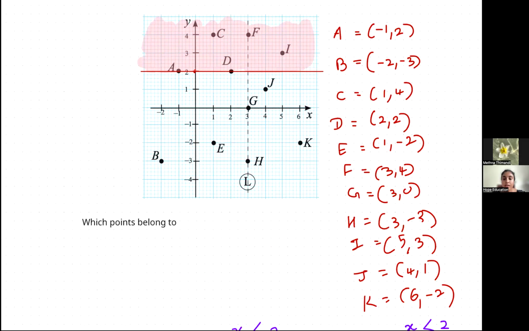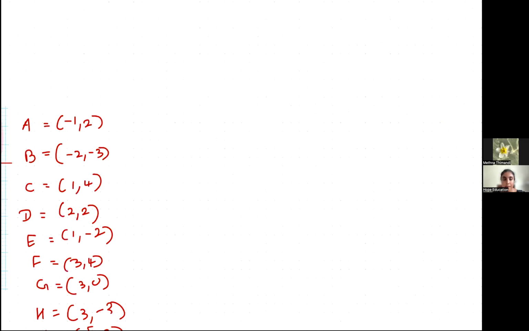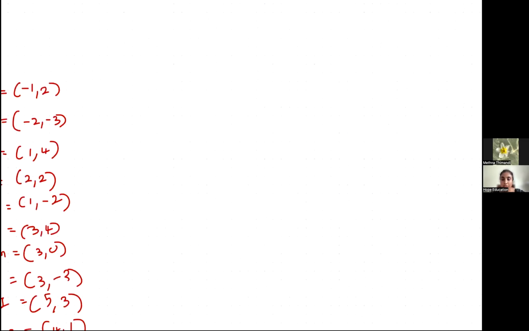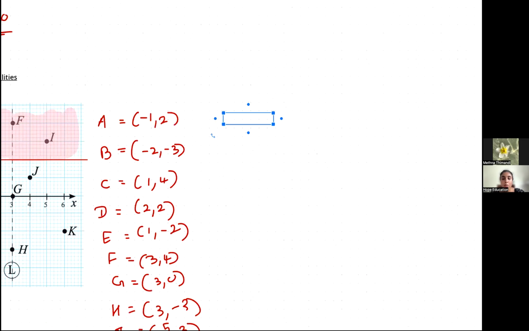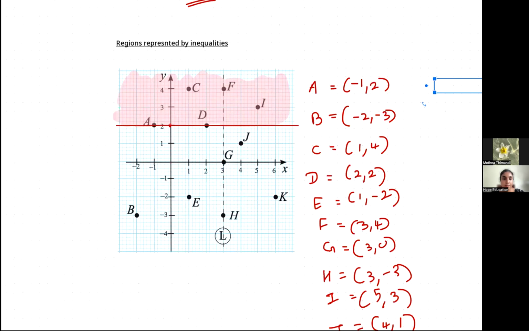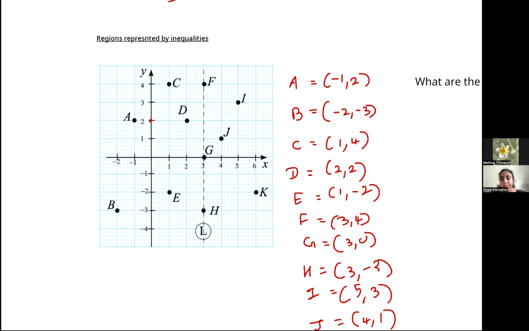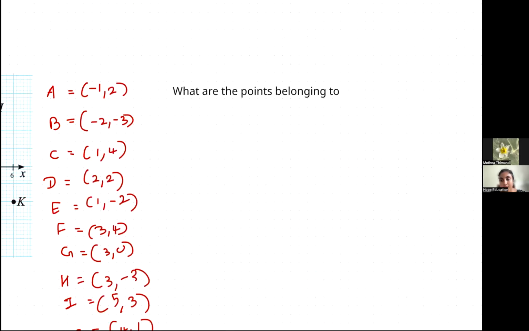Now I will write the questions here, and you write the questions below. Just like what we did just now, right? What are the points belonging to, let me erase this, x is less than 3. This is question number 1.